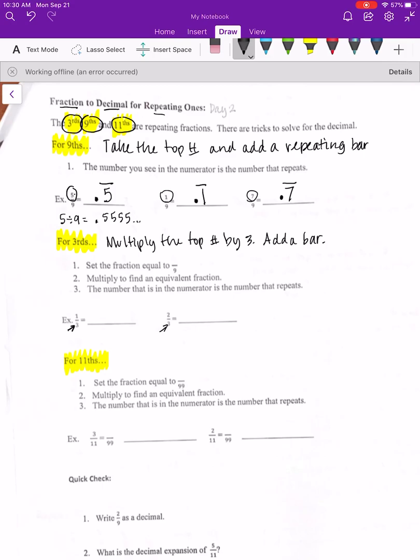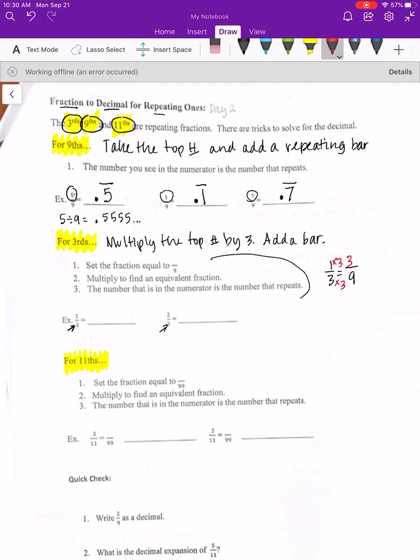So you could do it the long way, which is set the fraction equal to 9, multiply to find an equivalent fraction, and then the number that you see in the numerator is the number that repeats, kind of similar to what's up here. Kind of like the trick of, if you don't know what the trick is, you can set these equal to 9. When we did the others, if you didn't know the trick, you could set it equal to 100. This is kind of that same thing here. So 1 times 3 is 3, so 3 ninths, and then you have exactly what you have here.